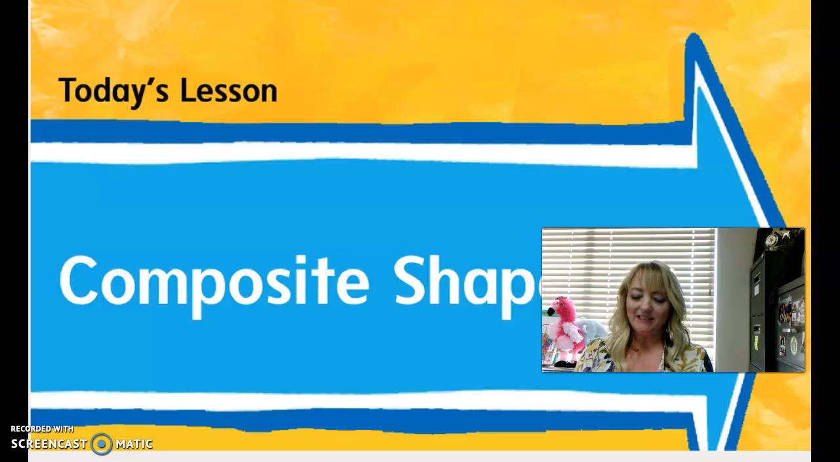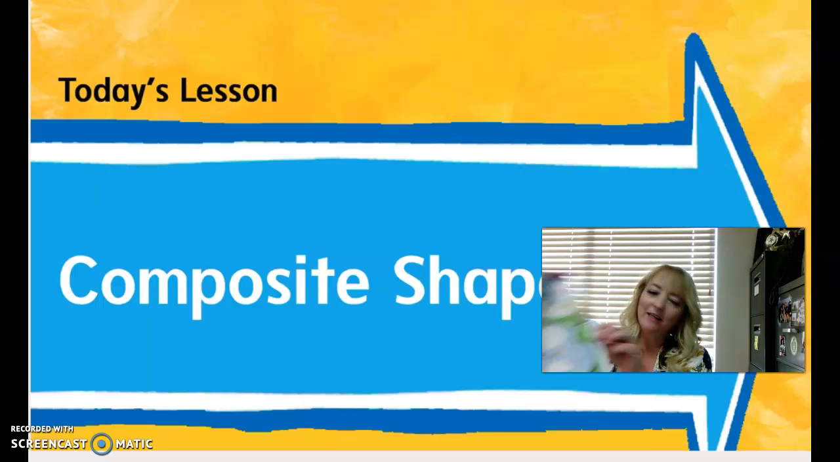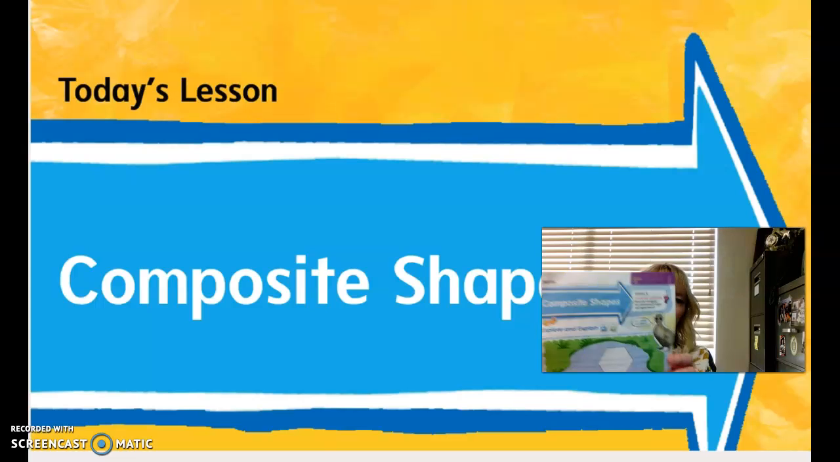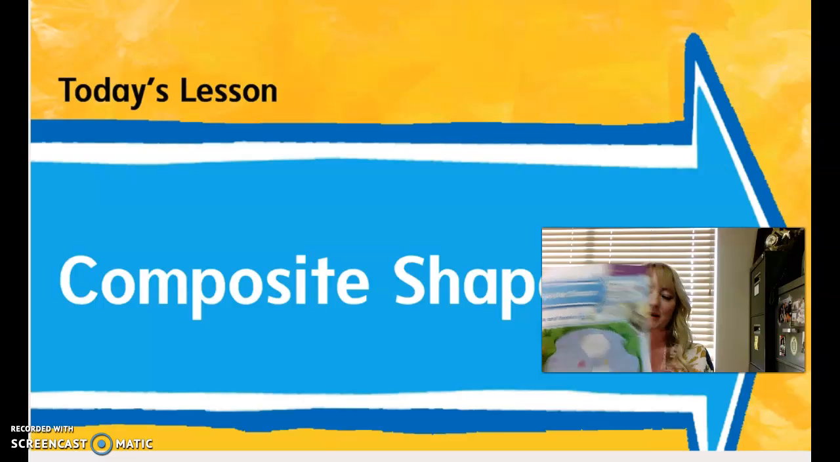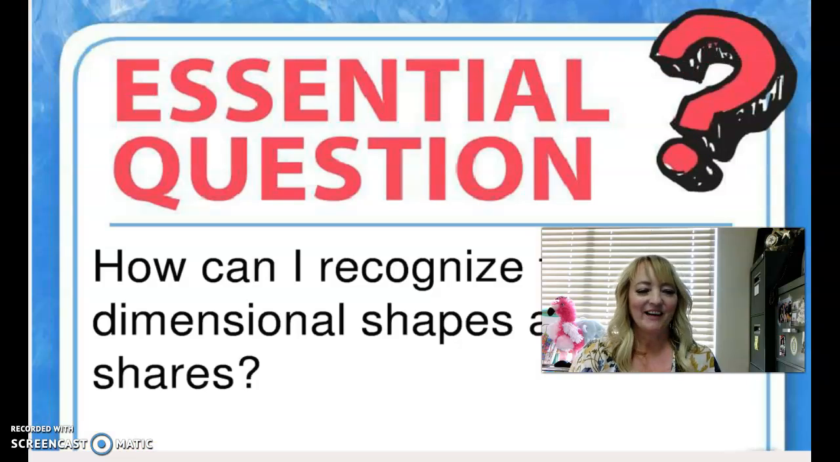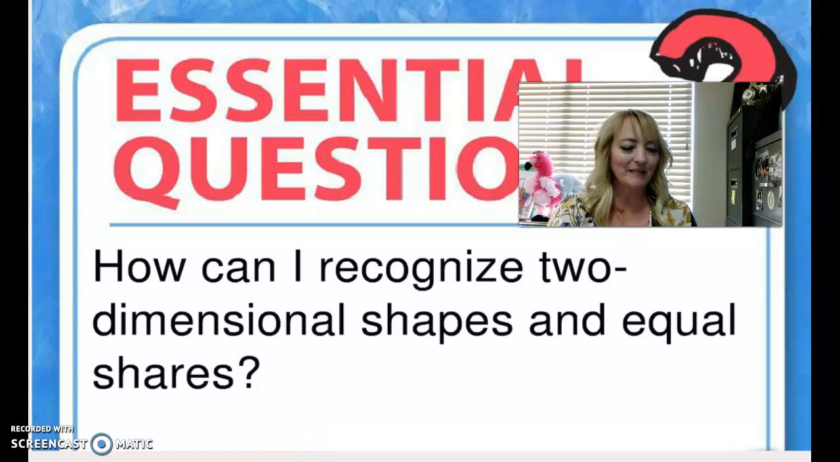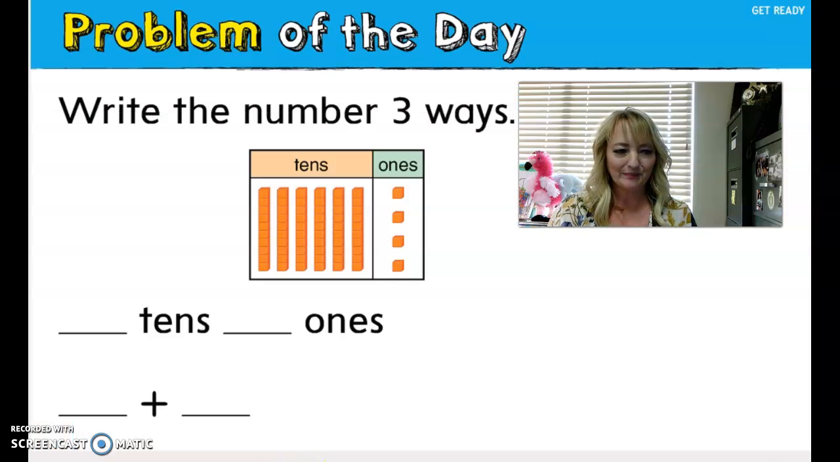Today's lesson is this one in your packet that went home. It has a little duckling on it that says it's sunny out here. It's called composite shape. Don't forget to write your name on your paper, okay? Our essential question is, how can I recognize two-dimensional shapes and equal shares?